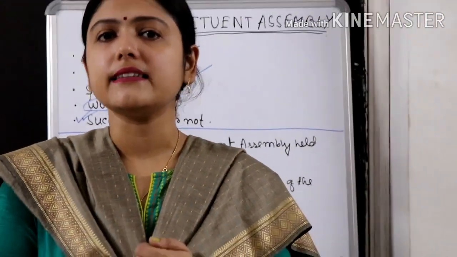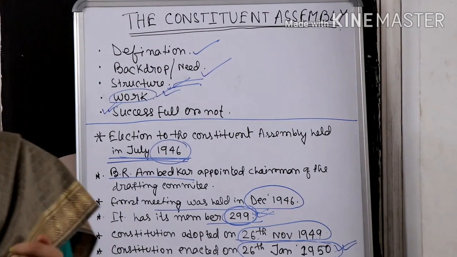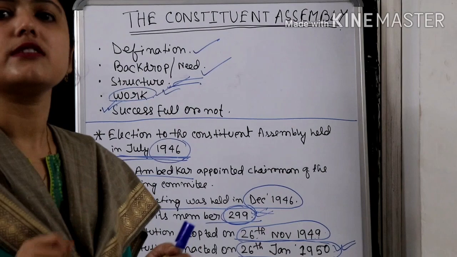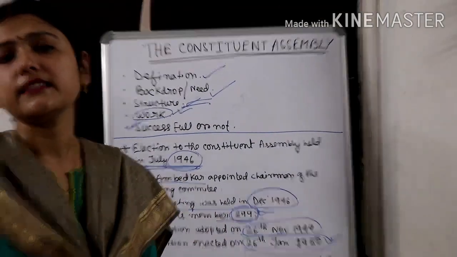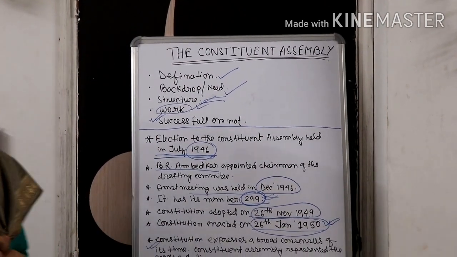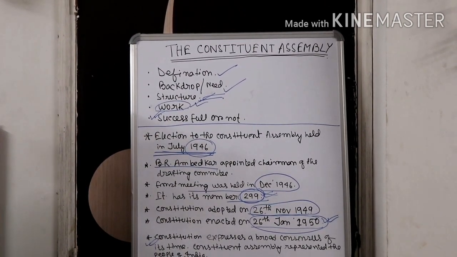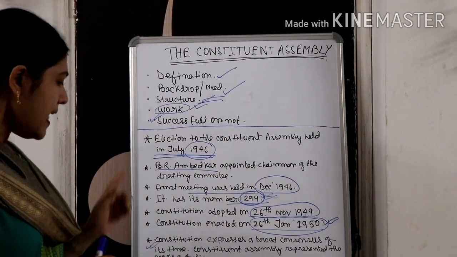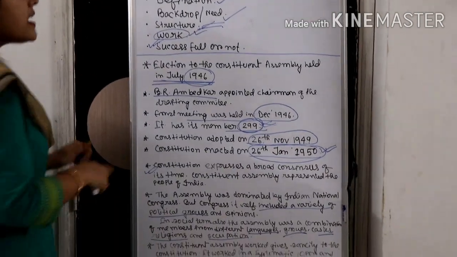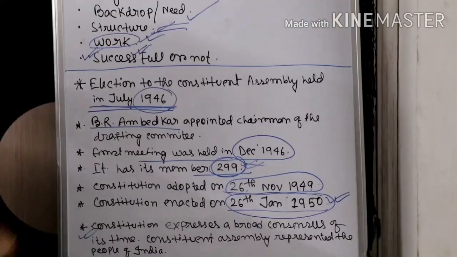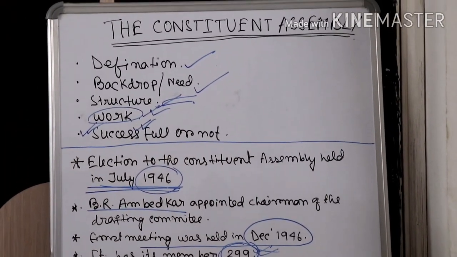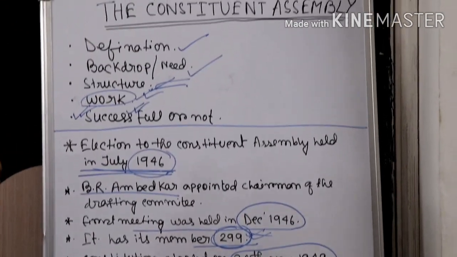Everyone's view and ideas. It's nothing that they assembled everything and just drafted the work, or drafted their ideas. That's why everyone's voice was included in our constitution. That is the success of our Constituent Assembly. That's why the work of the Constituent Assembly we can consider as successful. Clear? Okay.